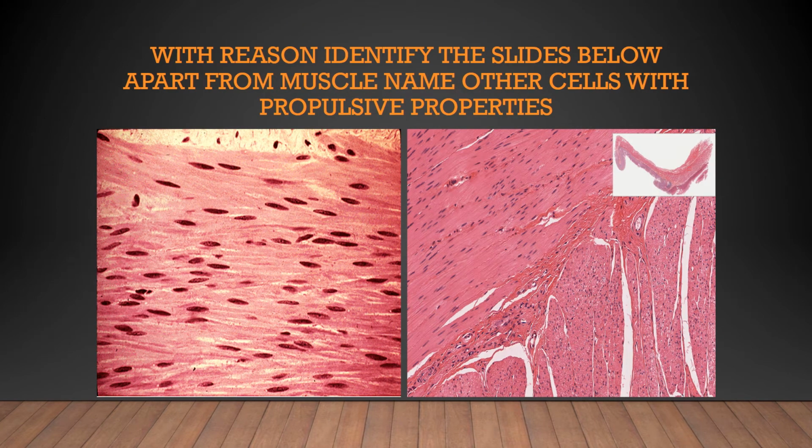So these slides are both of smooth muscle, and smooth muscle contains a single centrally placed elongated nucleus. The cells are also elongated and spindle shaped, although you can't tell that clearly from this slide, and they contain no cross striations. So for other cells with propulsive tissue properties except muscle, you have myofibroblasts, myoepithelial cells, and myoid cells.